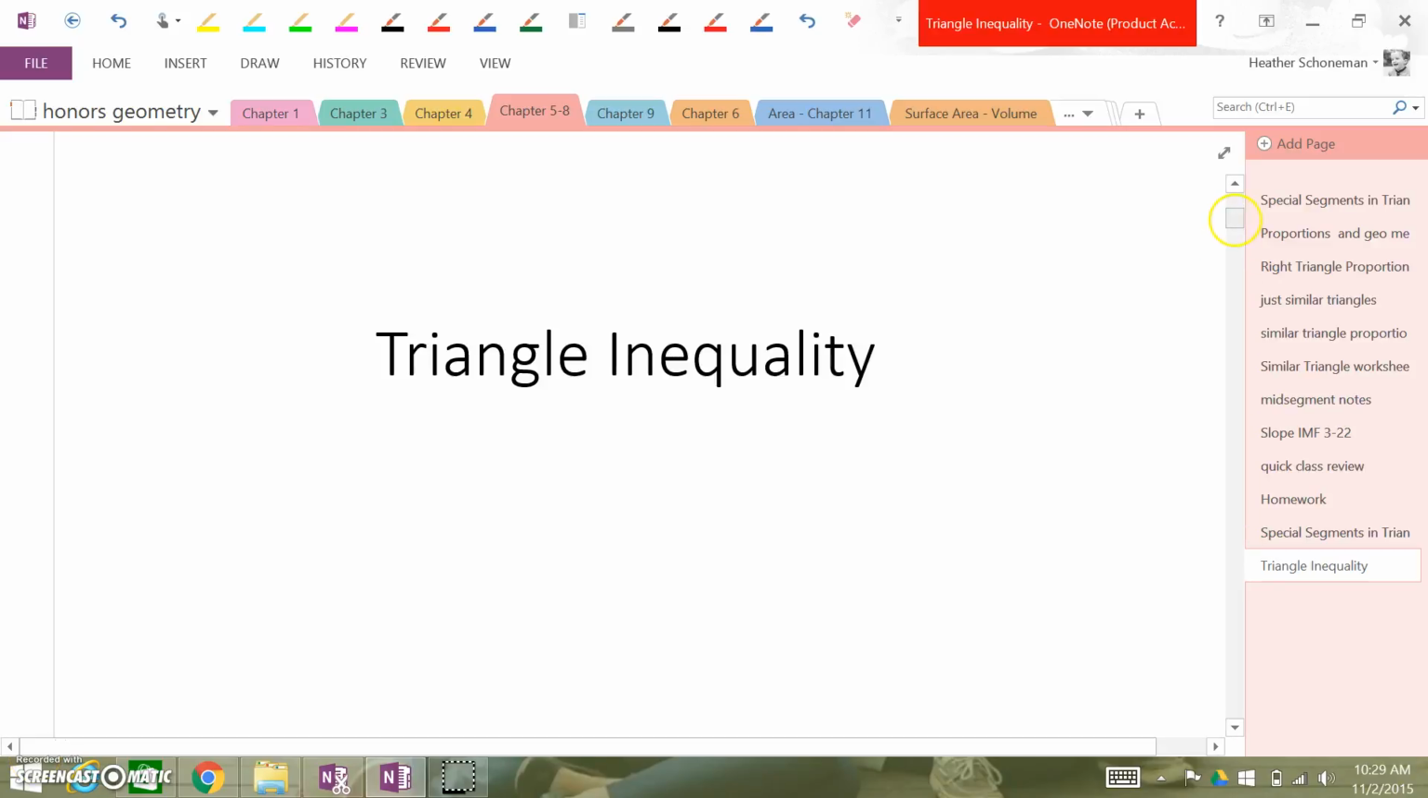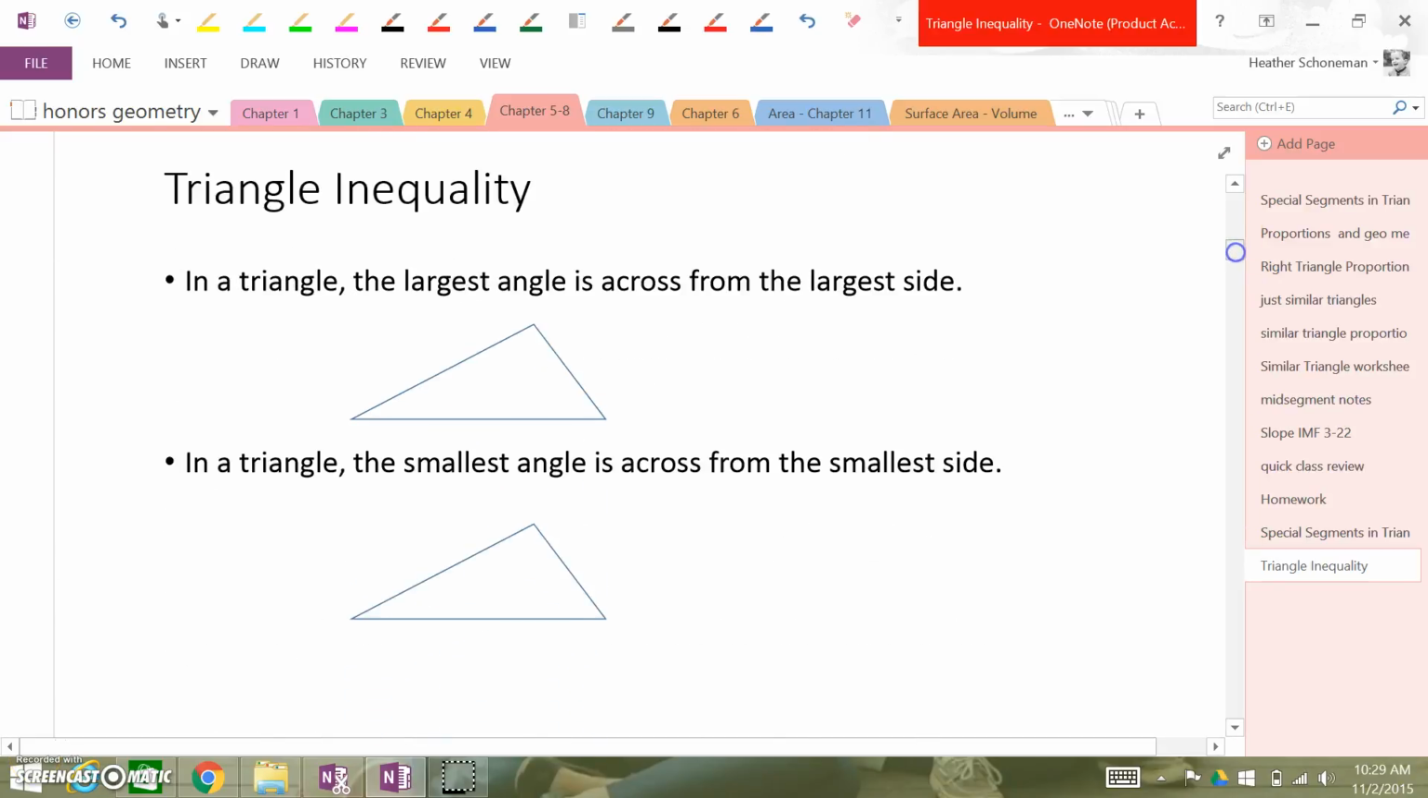This lesson is about triangle inequality. The first rule is that in a triangle, the largest angle is across from the largest side. So if we were looking at this picture, this would be the largest side. So therefore, this is going to be the largest angle. And the opposite is true. This here is our smallest side. So this is going to be our smallest angle.